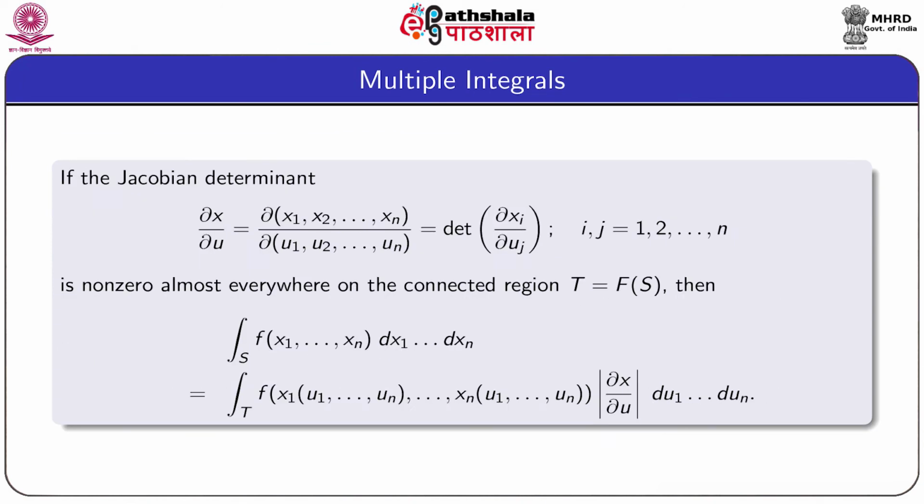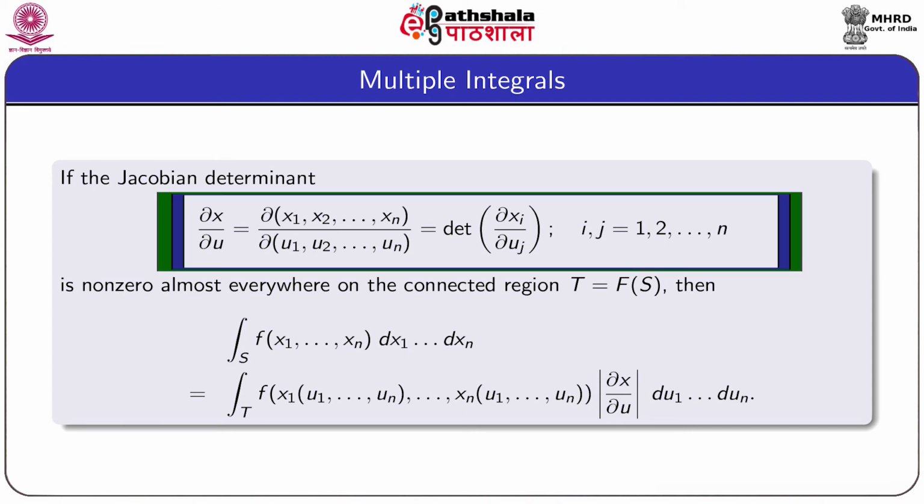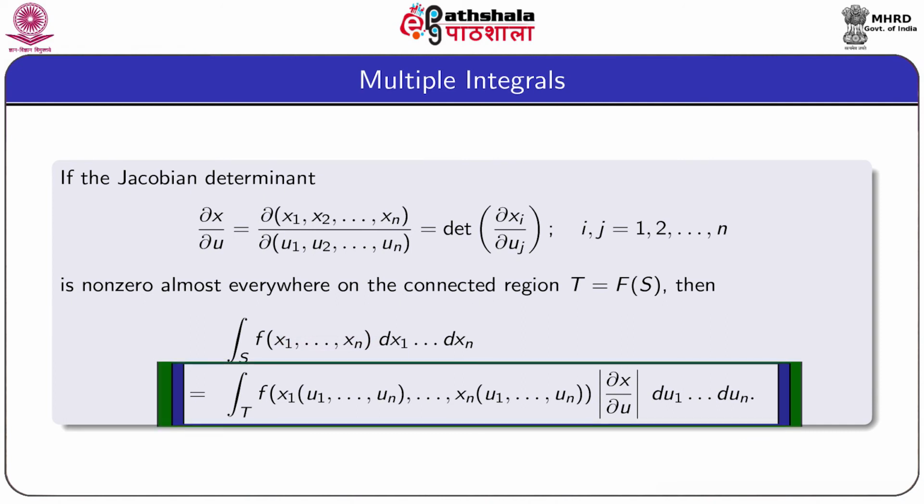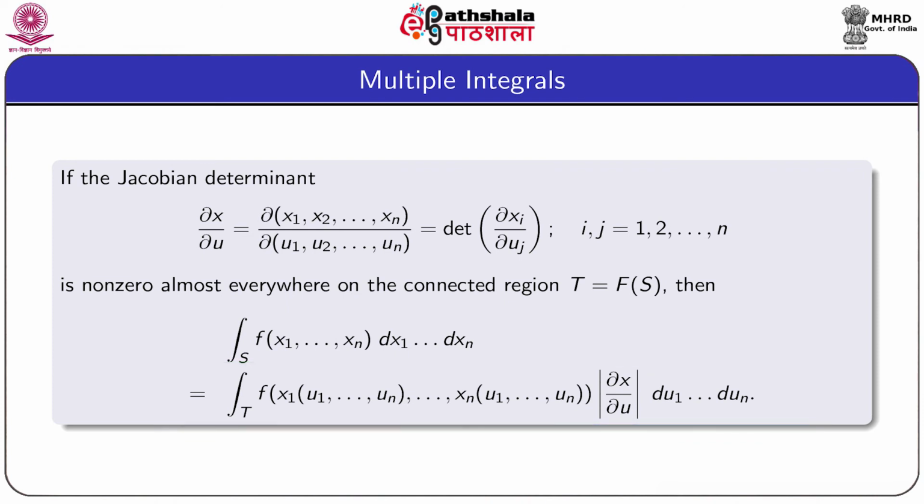If the Jacobian determinant ∂x/∂u, that is ∂(x1, x2, ..., xn)/∂(u1, u2, ..., un), which is nothing but the determinant of ∂xi/∂uj, where i and j both run from 1 to n, is non-zero almost everywhere on the connected region T equal to F(S), then the integral of f over S equals the integral of f(x1, x2, ..., xn), but considered as a function of the u's, multiplied by the modulus of ∂x/∂u, du1 up to dun over the region T.